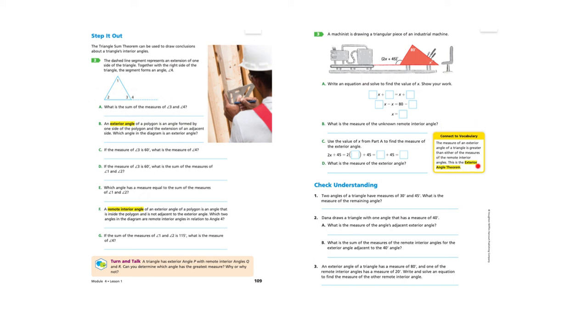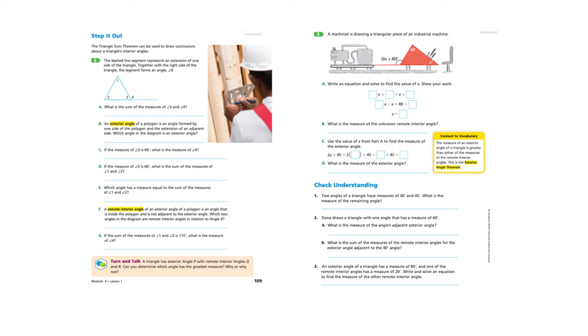And then let's look at this vocabulary that they have here. The measure of an exterior angle of a triangle is greater than either of the measures of the remote interior angles, and that's called the exterior angle theorem. Right now you don't have to memorize this, but it's just something to remember or think about. So go ahead and pause the video here, and then we'll look at the check understanding.